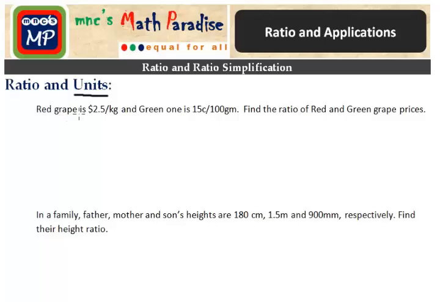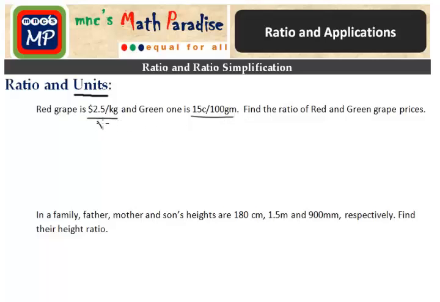Red grape is $2.5 per kilo and green one is 15 cents per 100 gram. We need to find the ratio of red and green grape prices. So here the red grape's price is given in dollars per kilo, and the green one's price is given in cents per gram. So we need to convert these so that we have the same unit. Here it is dollar per kilo, here it is cent per gram, so their units are different, so we need to convert them into the same unit.